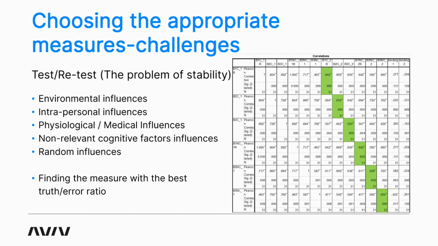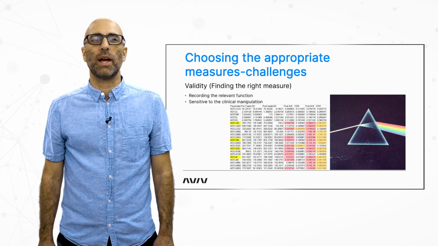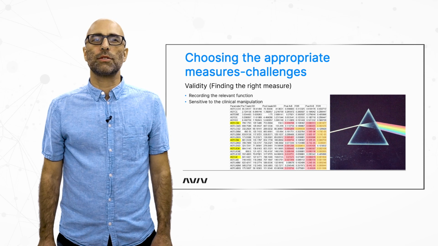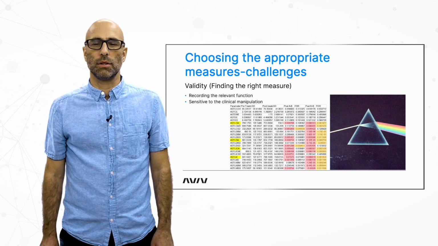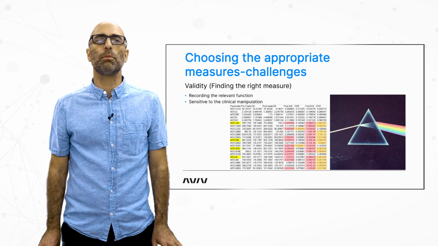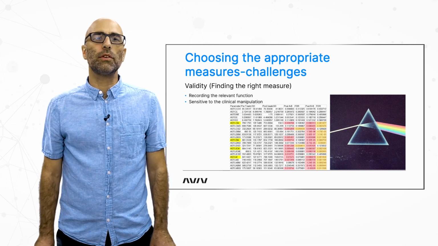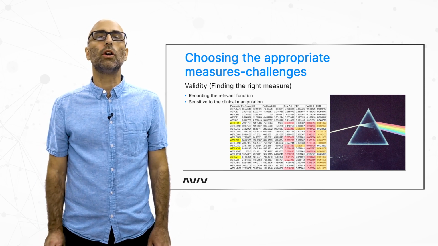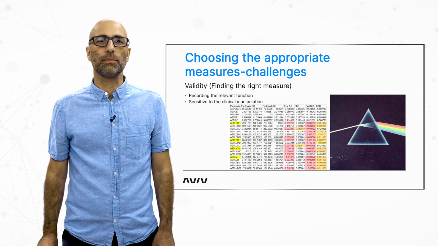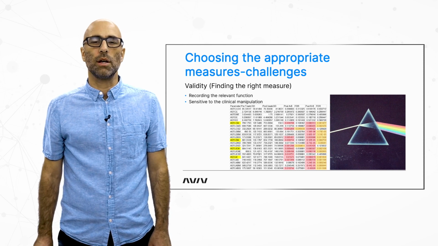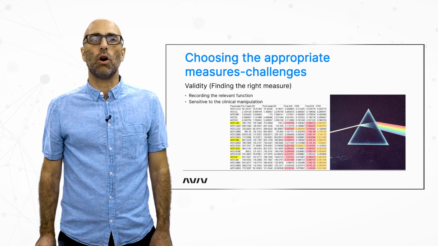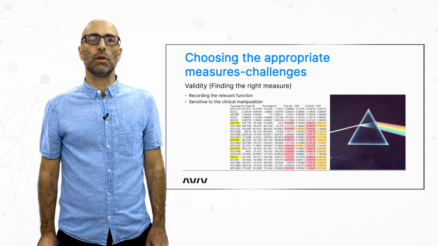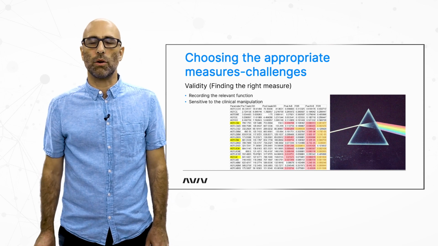After making sure that we have stable measures, we still need to make sure that they are sensitive to the clinical manipulation. In our firm, the clinical manipulation is the hyperbaric oxygen. Not all of the measures will react in a sensitive way. Not all of the measures will show sensitivity to the manipulation. In the end, we will choose only the stable measures which also change before and after the hyperbaric oxygen.